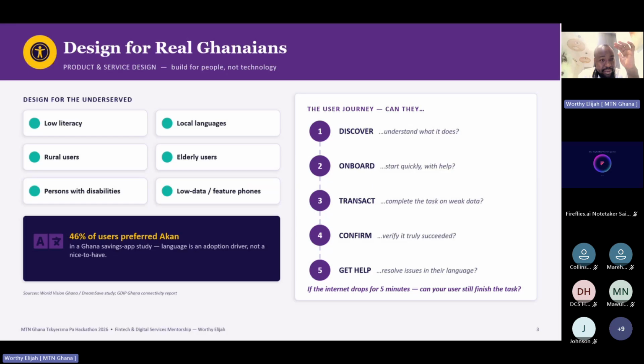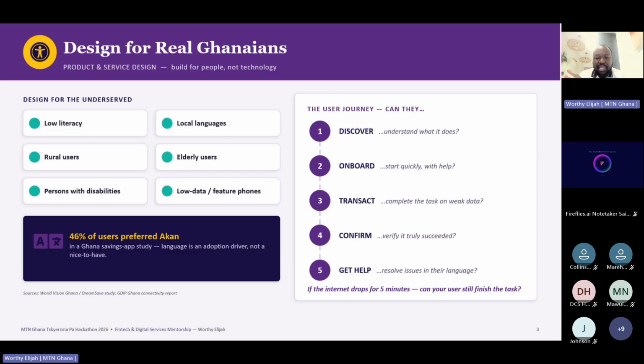So when you are designing any product or service, think about the literacy rate we have in Ghana. Think about rural users. Urbanization is growing in Ghana, but Accra, Kumasi, and Cape Coast don't hold even half of the 32 million population of Ghanaians. Africa is more than 1.8 billion people, and most of them are in rural areas, where connectivity is bad, the road network is bad, and social amenities are bad. You have to think about all these things. Persons with disability is a big issue.